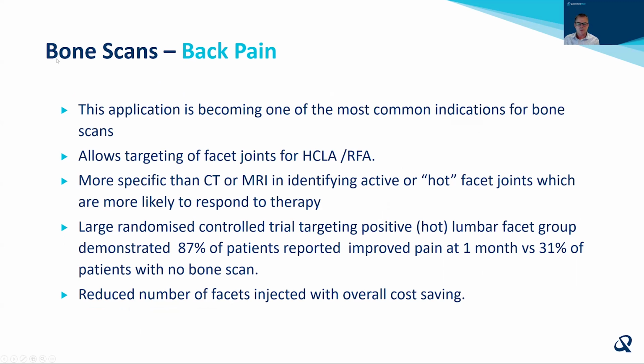Now, one of the most useful applications of bone scans in general practice is in the investigation of back pain. And the reason for that is it allows targeting of facet joints for HCLA or RFA therapy. Bone scans are actually more specific than CT or MRI in identifying active or hot facet joints, which are more likely to respond to therapy. There have been large randomized controlled trials which have demonstrated this. One in particular, in a consensus paper, demonstrated that 80% of patients reported improved pain at 1 month versus 31% of patients with no bone scan, and a reduced number of facets injected with overall cost saving.